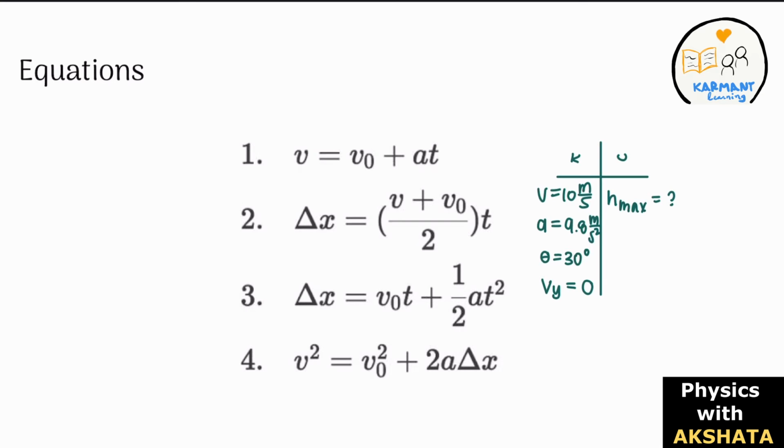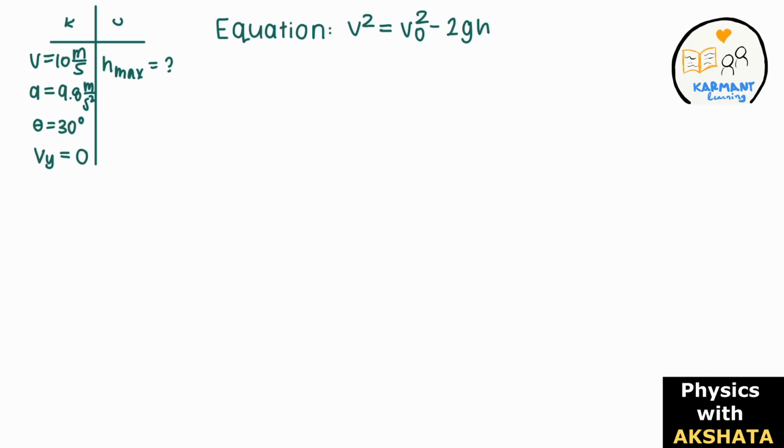We have to find the height. We're given the initial velocity in the y direction and the final velocity, as well as the acceleration. So it seems like our best bet would be equation 4.